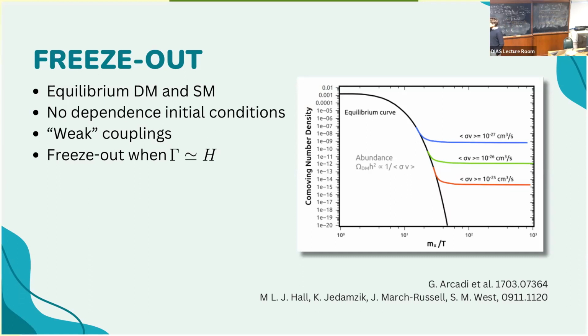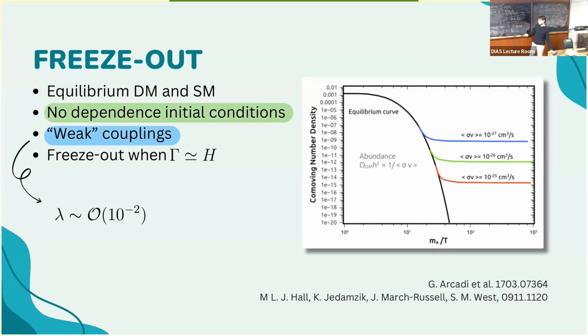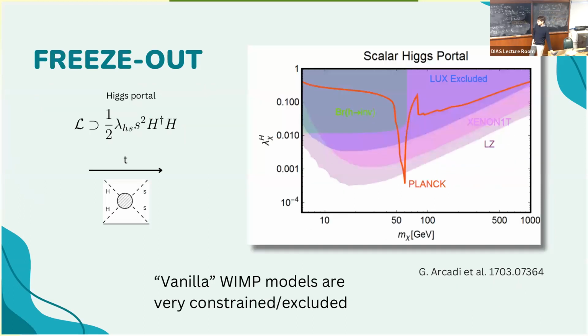So this is the co-moving number density on the y-axis. And the basic features are, as I was saying, that there is no dependence on the initial condition. The couplings that we need to get the correct relic abundance are normally of the order of the weak force coupling, so around 10 to the minus 2.